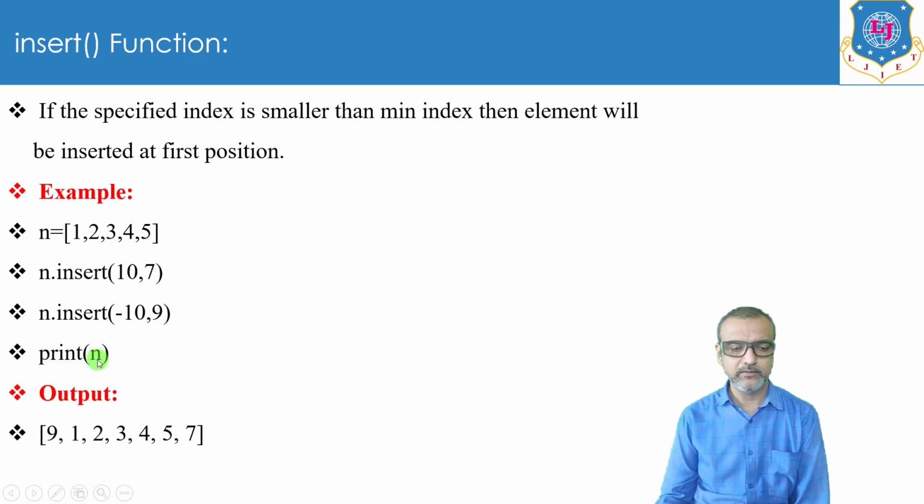So print n. So what will be the output? At the first position we will have 9. The remaining elements will be as they are, and finally at the last position we will have this 7 element.